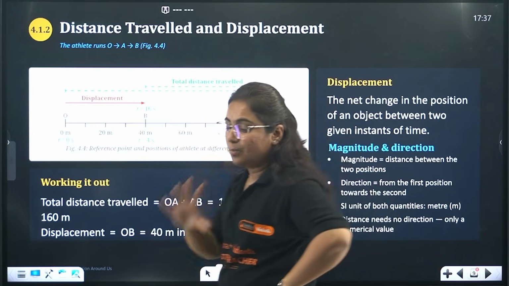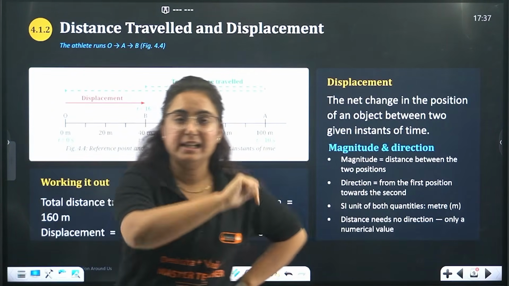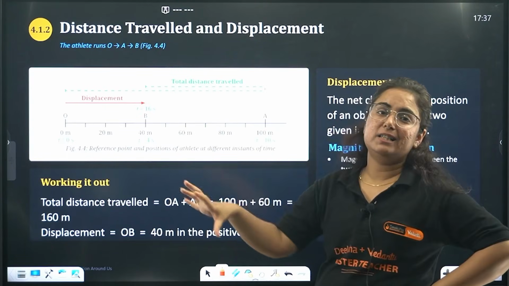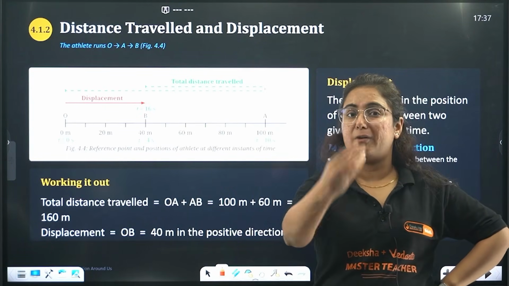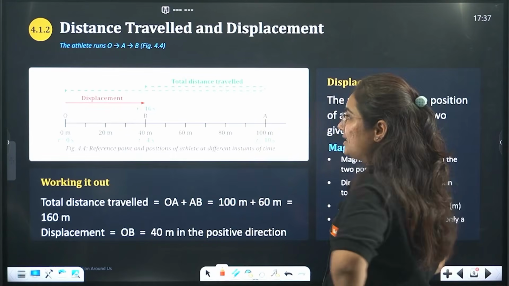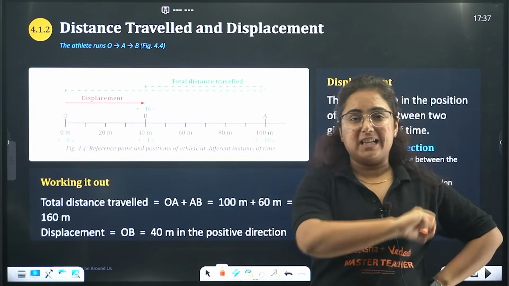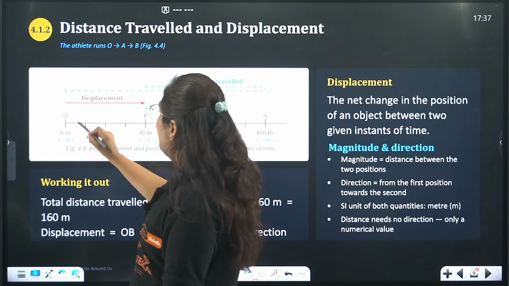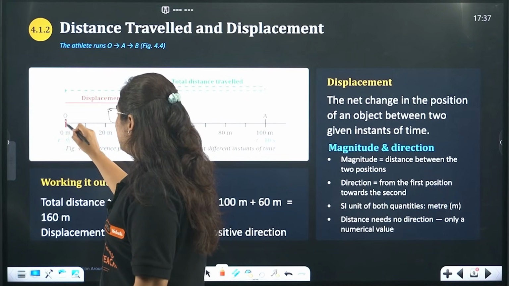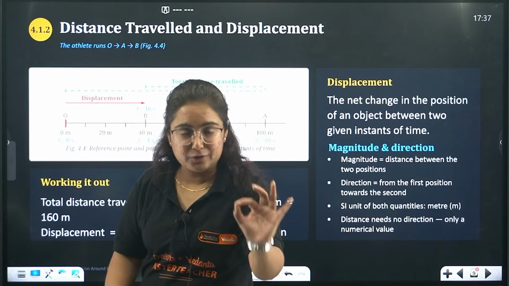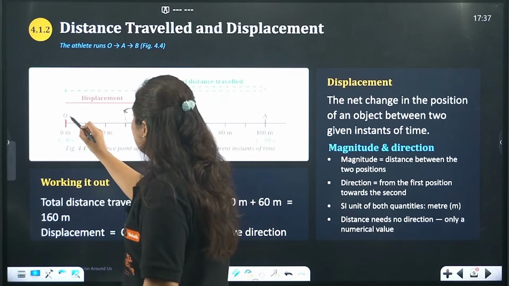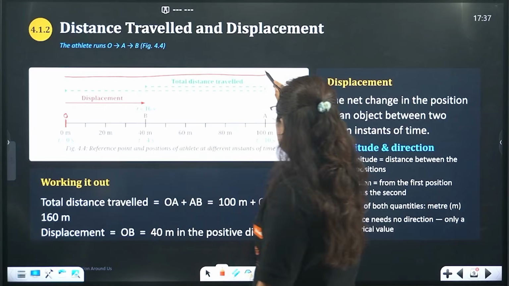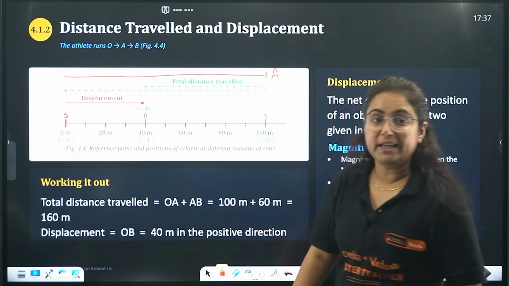Right? Now let us move towards this example, which will clearly tell us about the basic concept of distance and displacement. I am just hoping that you have heard these words, distance and displacement. So let us take the example of an athlete. The athlete started moving from this position. We are considering it as a reference point, 0 point, and started running towards the point A, beta.